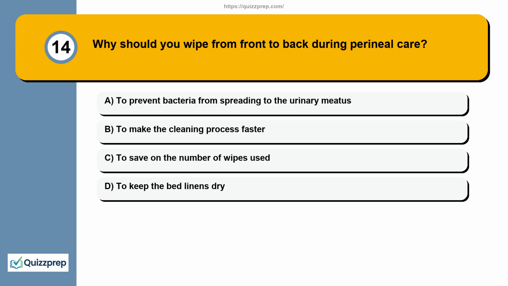Question 14. Why should you wipe from front to back during perineal care? To prevent bacteria from spreading to the urinary meatus. To make the cleaning process faster. To save on the number of wipes used. To keep the bed linens dry.